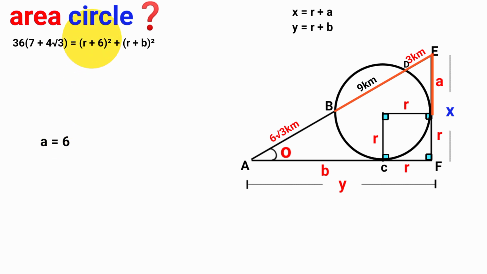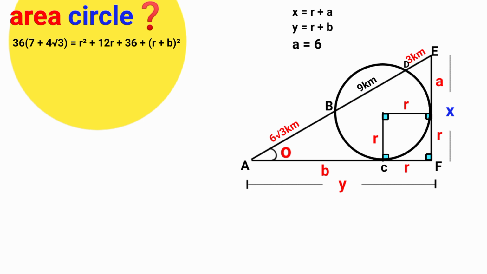Substitute it here. (r + 6) all squared is (r + 6) times (r + 6), which is r times (r + 6) plus 6 times (r + 6). r times (r + 6) is r squared plus 6r, and 6 times (r + 6) is 6r plus 36. 6r plus 6r is 12r, so it is r squared plus 12r plus 36. Now 36 times (7 + 4 root 3) equals r squared plus 12r plus 36 plus (r + b) all squared. Let's go to segment B.